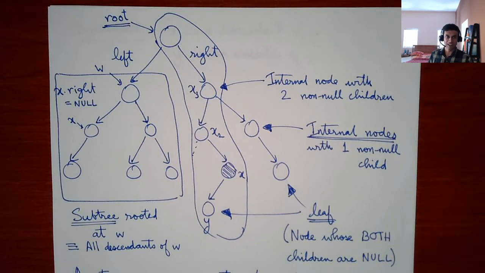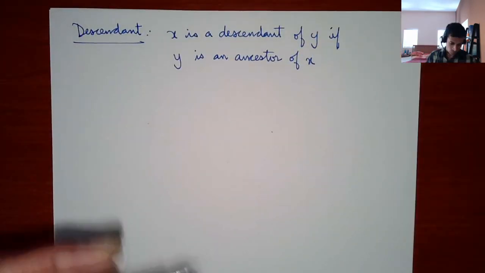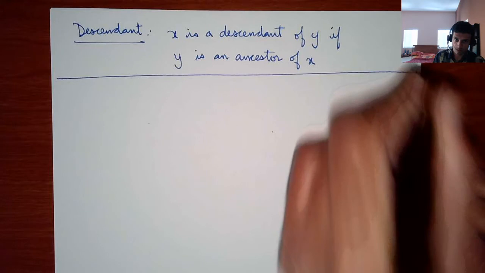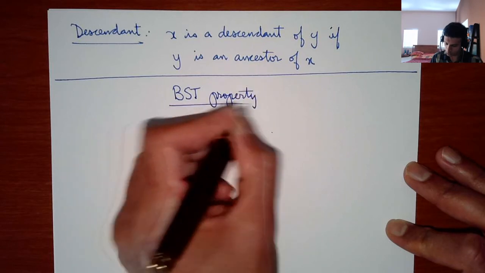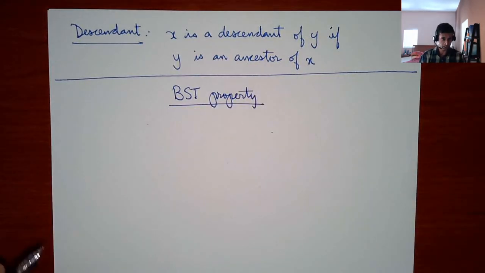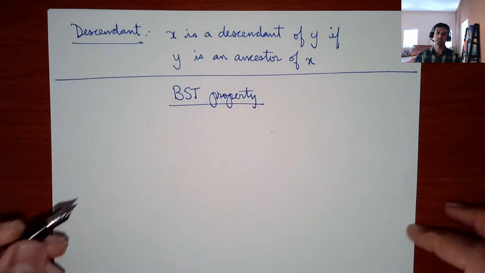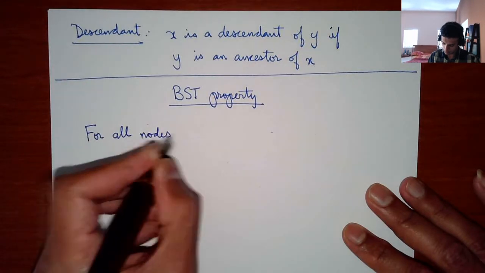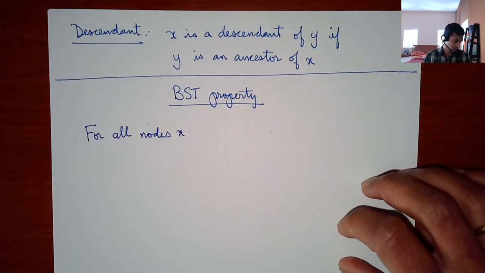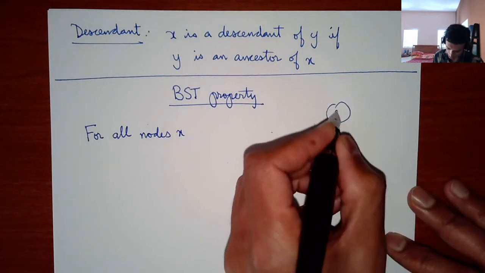Now I have to tell you what a binary search tree is, and the search is going to enforce a condition on the keys. Just like in a heap we had a condition on the keys, the binary search is going to enforce that condition. So let me actually talk about that right now. This is called the BST property. As I said, so far what I told you was a binary tree. Now I'm going to tell you what the search is all about. So for all nodes X, this is the condition. So here's X.